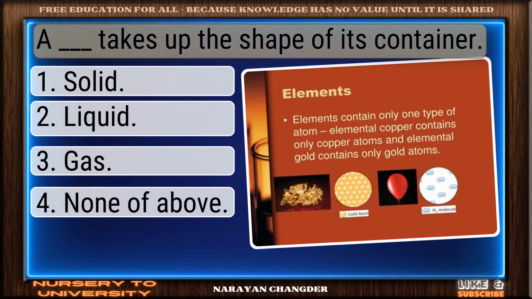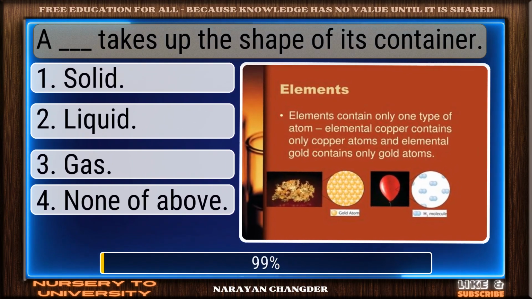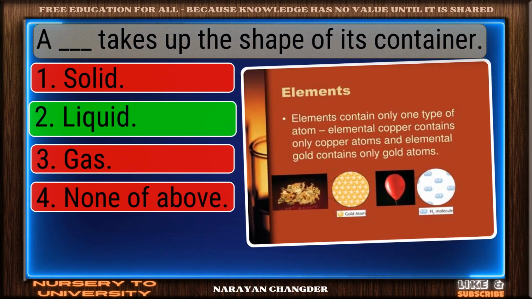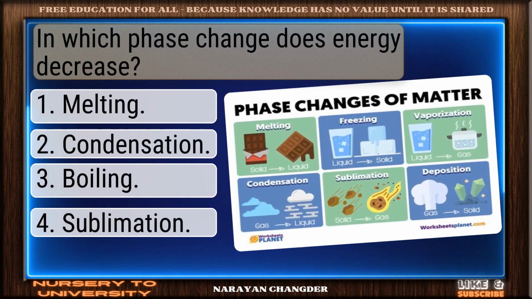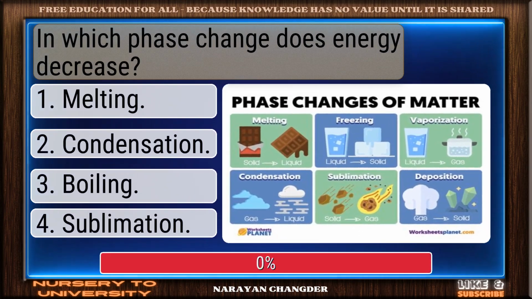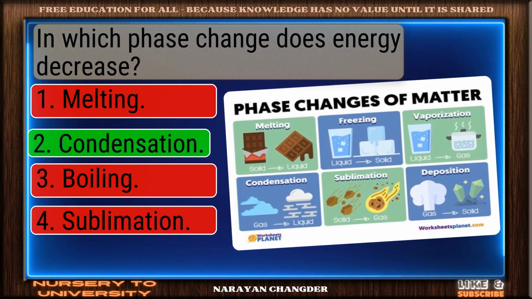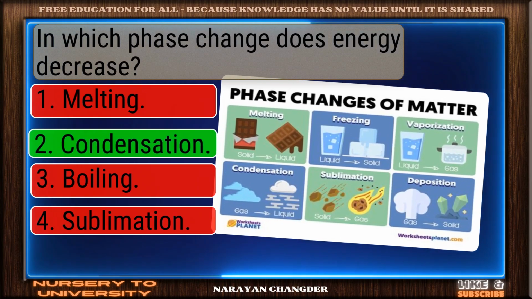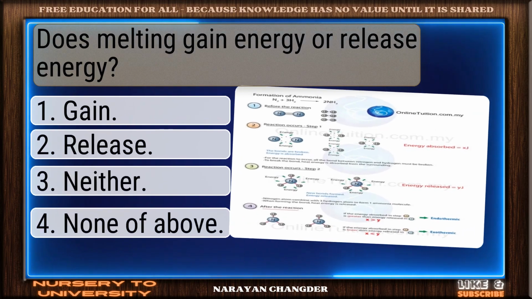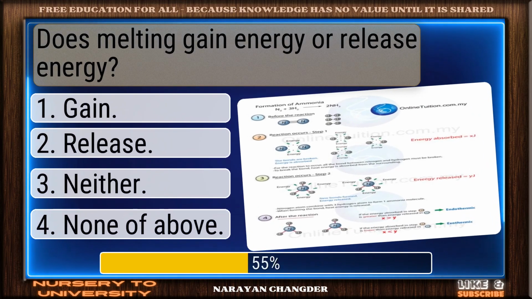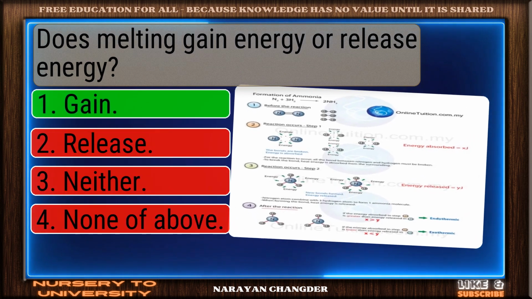A dash takes up the shape of its container. Sharp thinking. Liquid is the right choice. In which phase change does energy decrease? Excellent choice. Condensation is the right answer. Does melting gain energy or release energy? Solid response. Gain is a valid choice.